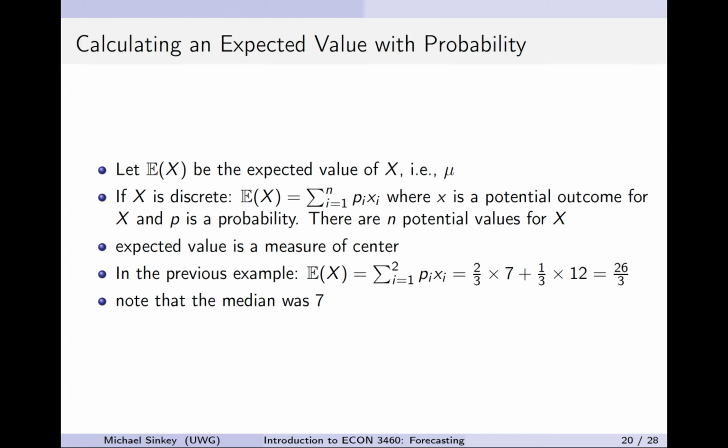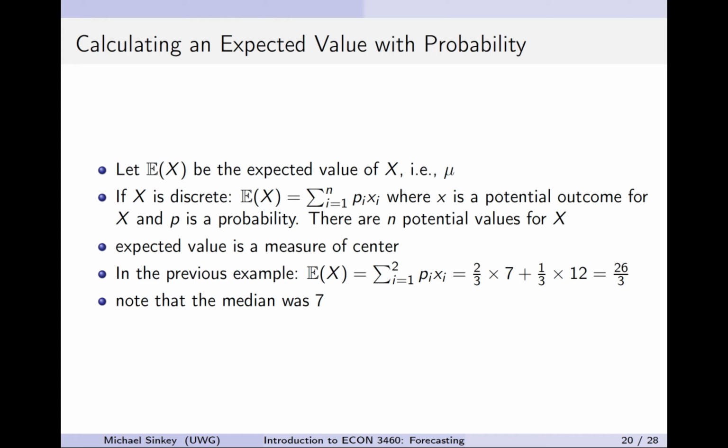Okay, so the expected value in this case is not an outcome of the random variable. It is in between the two outcomes of the random variable. Note the median of this is 7, so the expected value is different from the median. The median was one potential way of measuring the center, but the expected value is different.